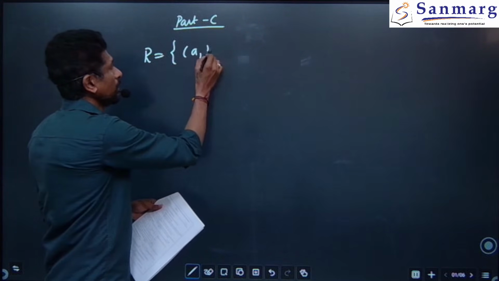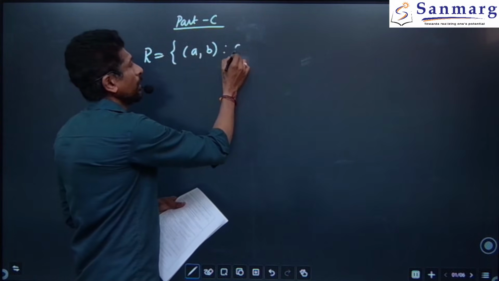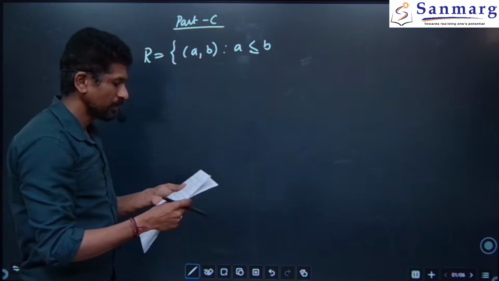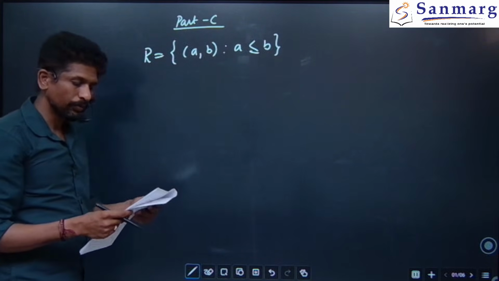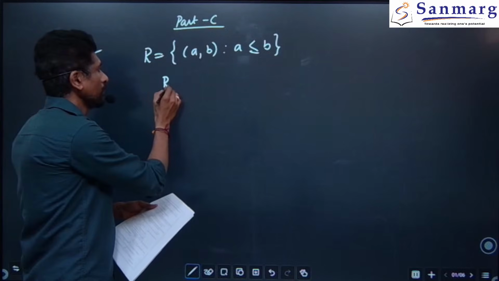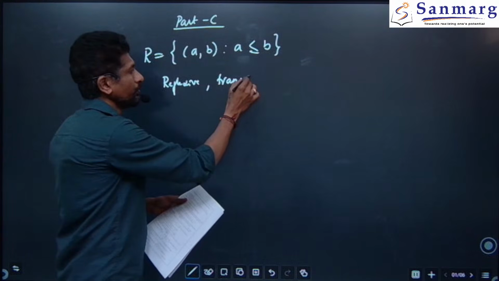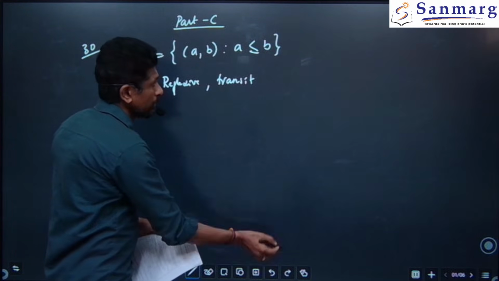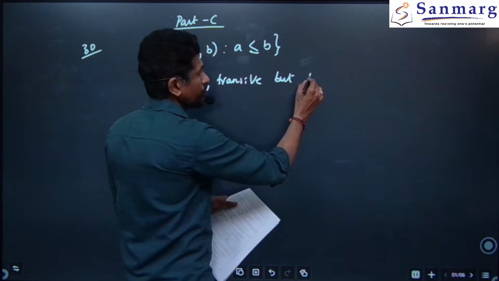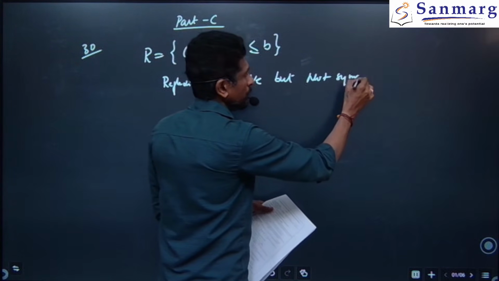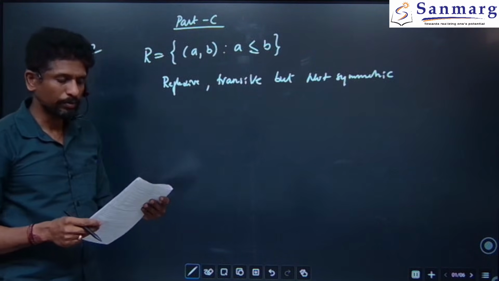They are given as a comma b. The relation is a comma b such that a is less than or equal to b. By taking this, they are asking whether the relation is reflexive and transitive but not symmetric. For each property they will give 1 mark, meaning 3 marks.